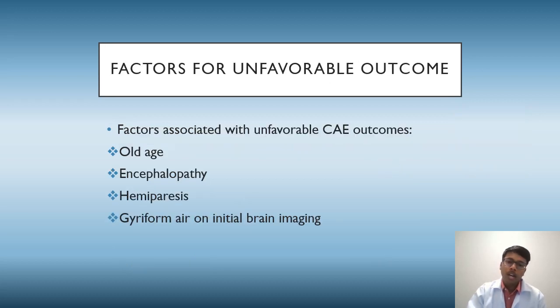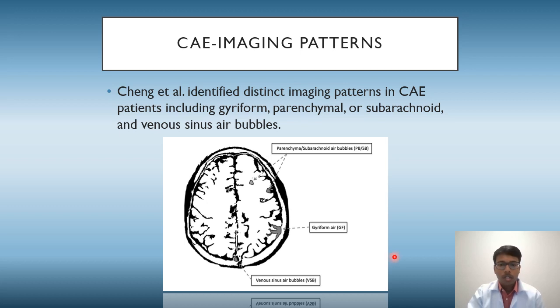So the factors for unfavorable outcomes are old age, encephalopathy, hemiparesis, and gyriform air on the initial brain imaging. Here, Chen et al. identified distinct imaging patterns in the cerebral air embolism patients, including gyriform, which is here, which runs along the gyrus, and the parenchymal or subarachnoid air bubbles, and the venous sinus air bubbles.